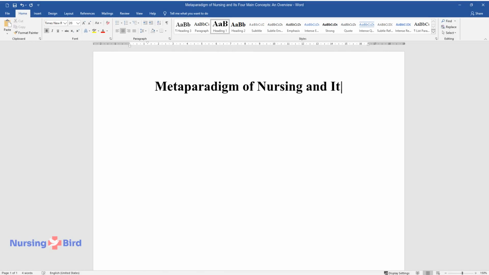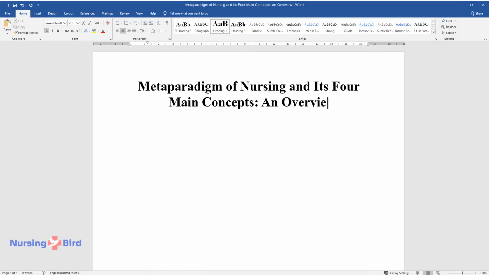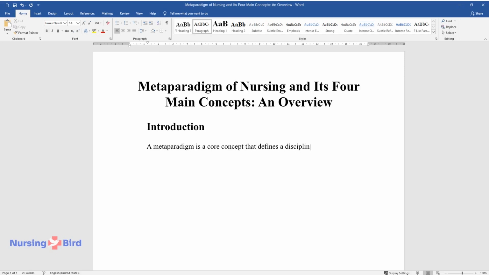Metaparadigm of nursing and its four main concepts, an overview. Introduction. A metaparadigm is a core concept that defines a discipline, describing its boundaries and goals.